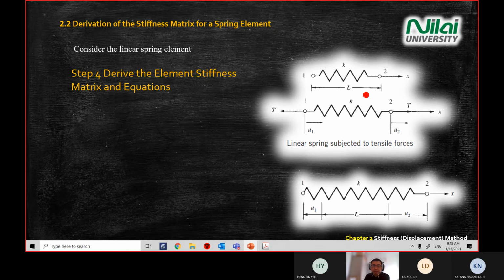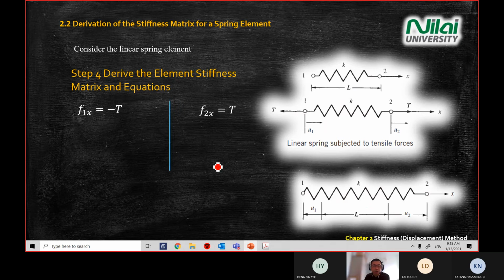The first diagram here is the original spring. The second diagram is under the effect of loading. Loading means you have a tensile force on both sides, and this is the arrow that you put in your early assumption. The third diagram is what you expect: it will move to the left for node 1 and move to the right for node 2. This is a more logical diagram.